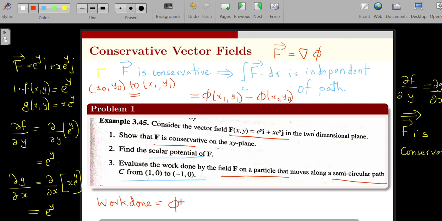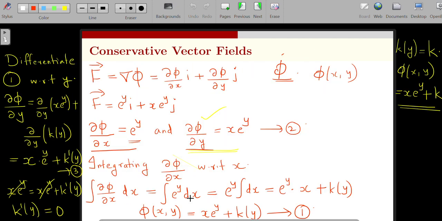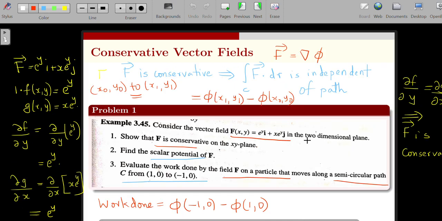Here, since it is given that F is conservative, and the semicircular path C is from (1, 0) to (-1, 0), the work done will be φ(-1, 0) minus φ(1, 0). This will be the work done. But we have already obtained that the function φ(x,y) is equal to x e^y plus k.